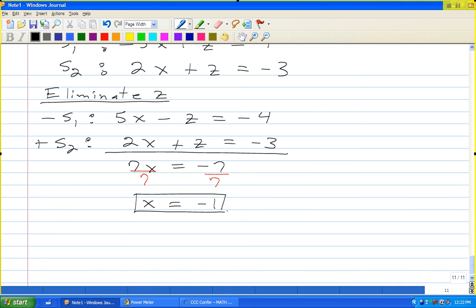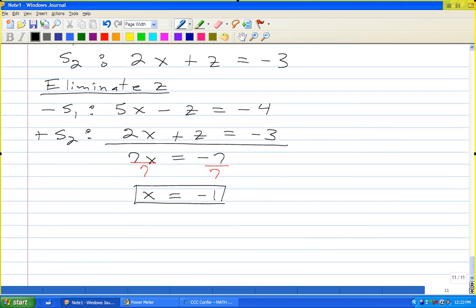I can figure out what z is. Let's just do S2. I have 2x plus z is negative 3. So I've got negative 2 plus z. So let's add 2 to both sides of my equation to get rid of the 2. So I get z equals negative 1.